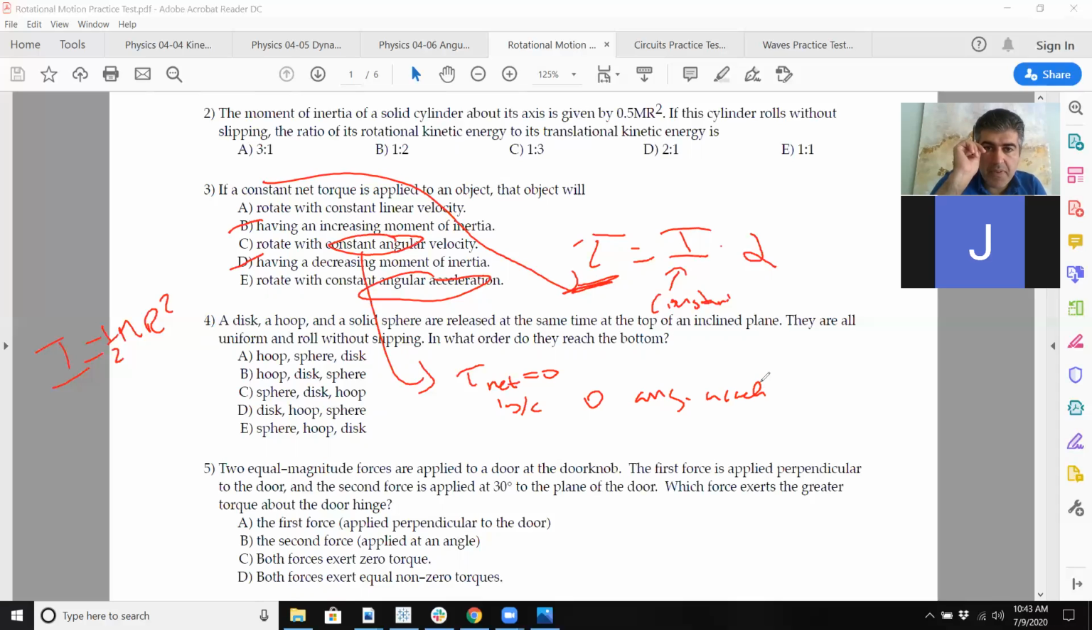And then, no, A is out also. So that's why T. So these are all great questions. Four: a disk, a hoop, and a solid sphere are released at the same time. They are all uniform and roll without slipping. In what order do they reach the bottom?